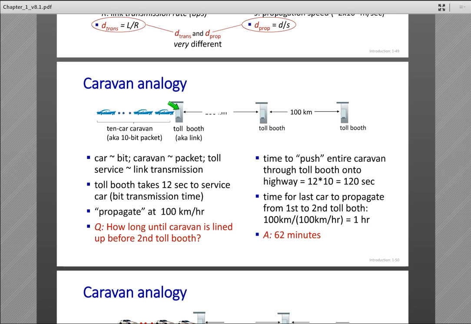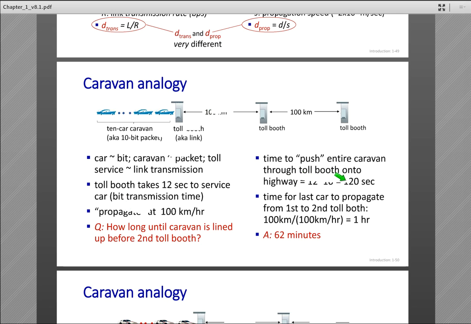Here, in this example, we can say that, okay, car 1 is similar to packet, network packet, and cars are similar to bits or bytes. So here we have a 10 car caravan, it's similar to a 10 byte packet or 10 bit packet or something like that. Okay, and as we say, each car can go with the speed of 100 kilometer per hour. It's similar to propagation speed in the networks.